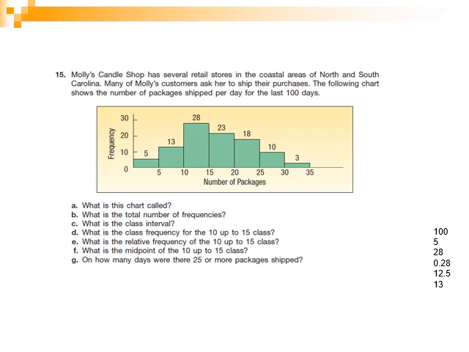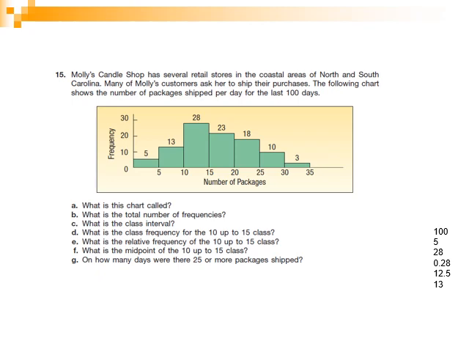The first example: Molly's Candle Shop has several retail stores in a coastal area of North and South California. Many of Molly's customers ask her to ship their purchases. The following chart shows the number of packages shipped per day for the last 100 days. First requirement: what is this chart called? Of course, we all know this chart is a histogram.